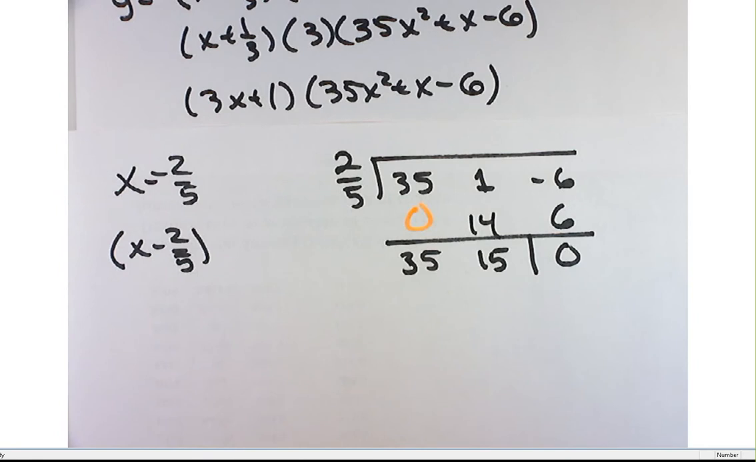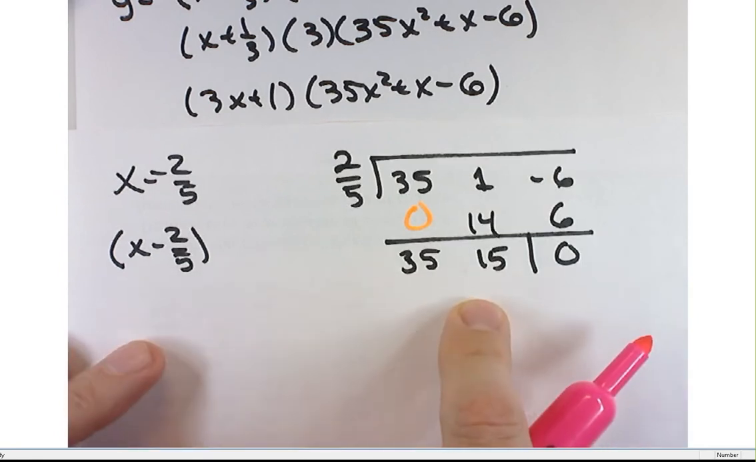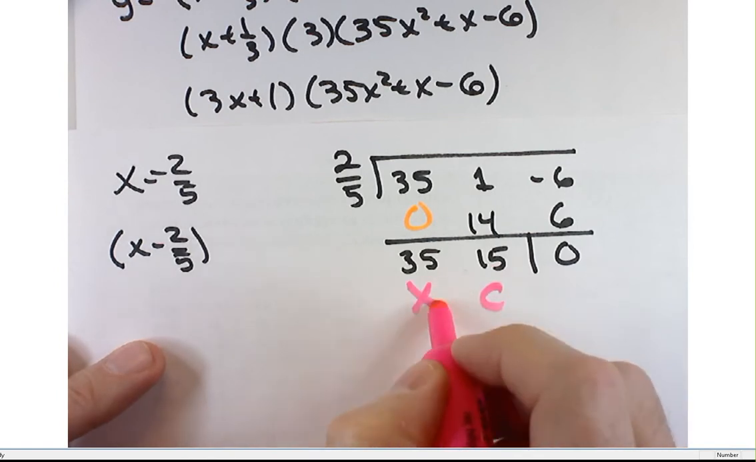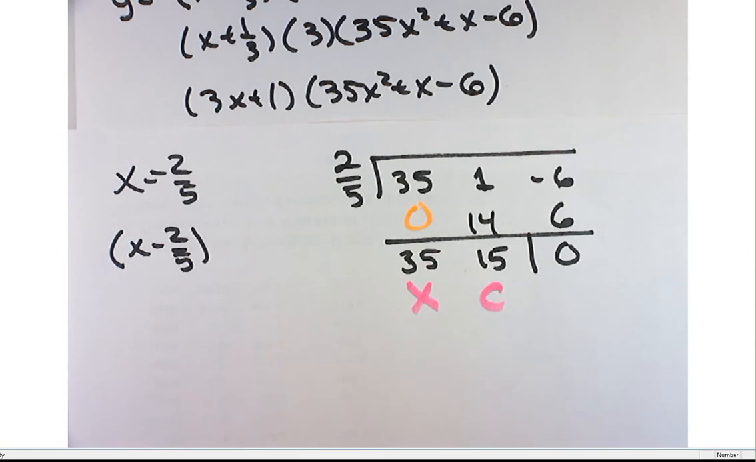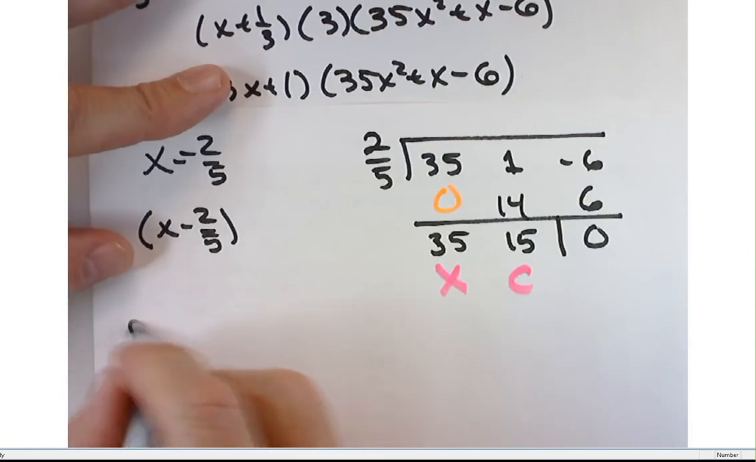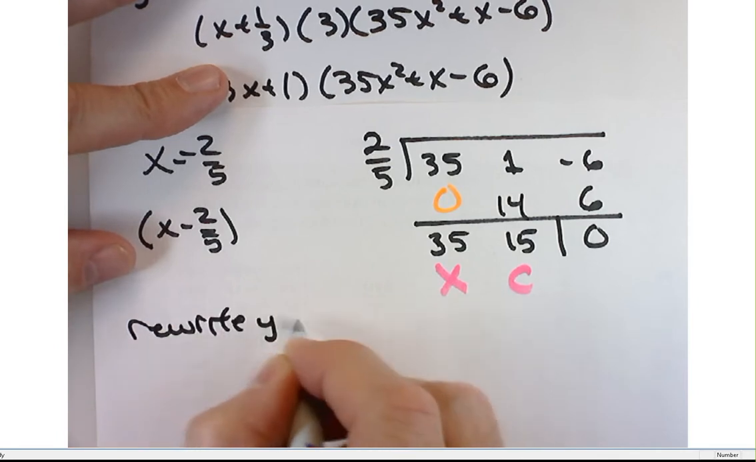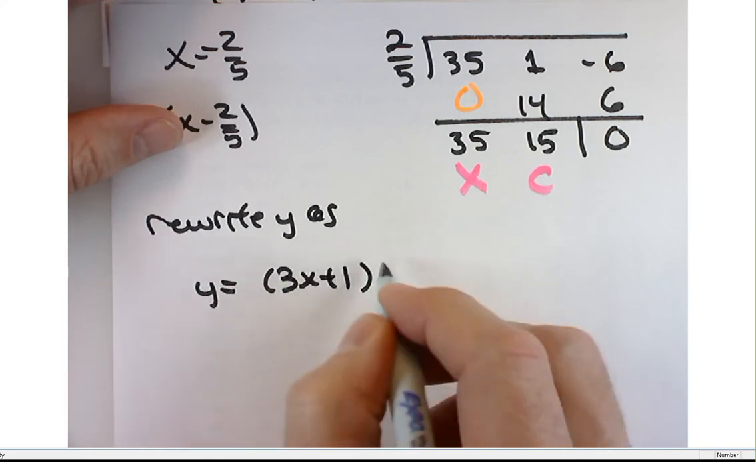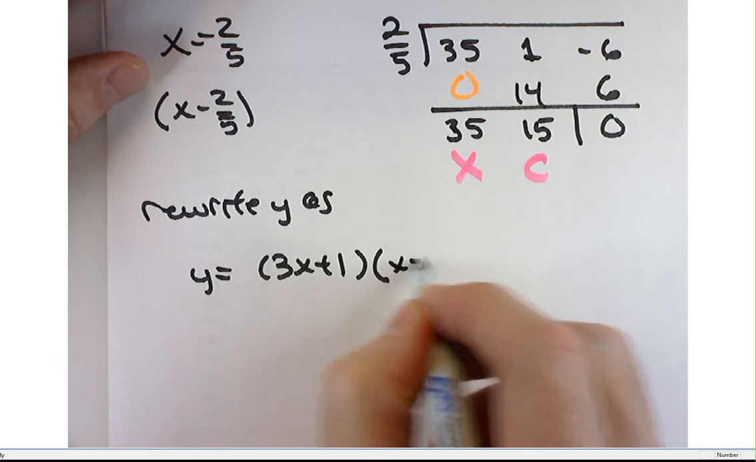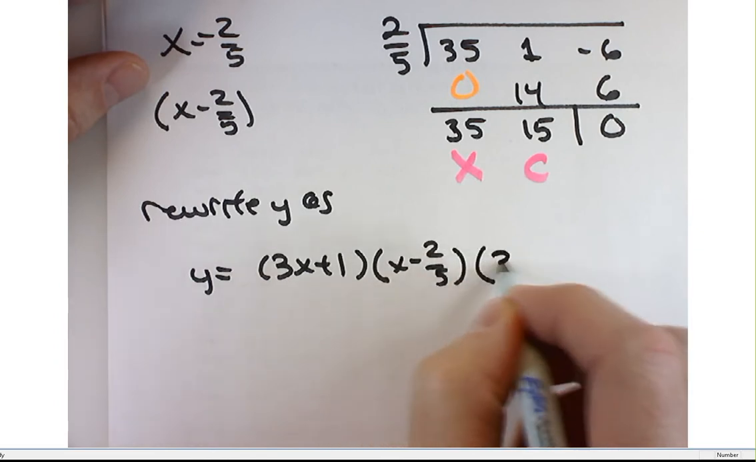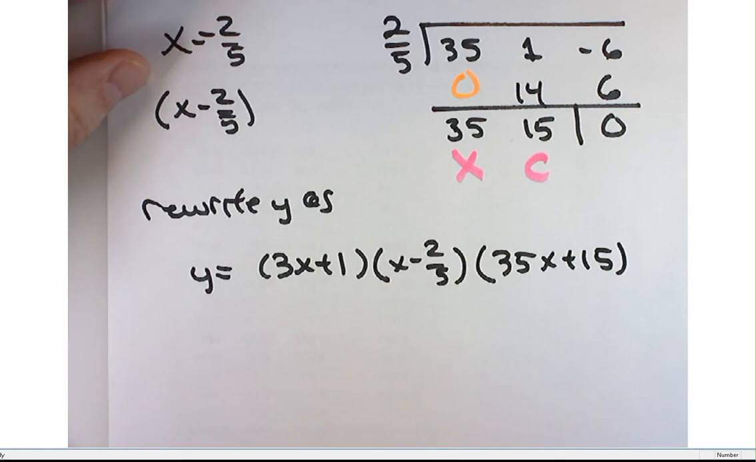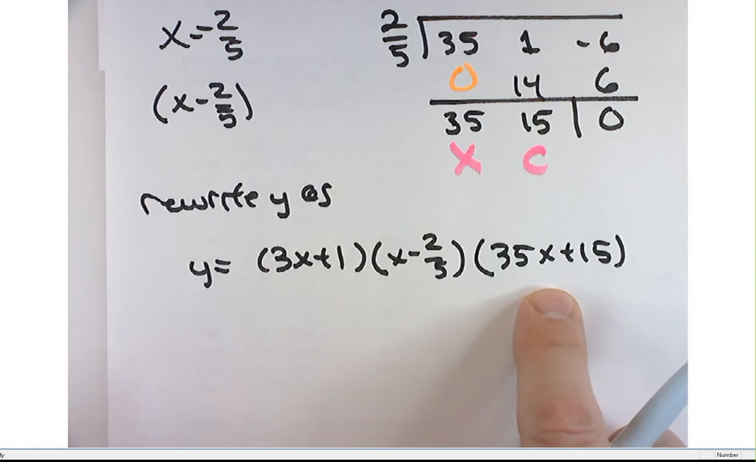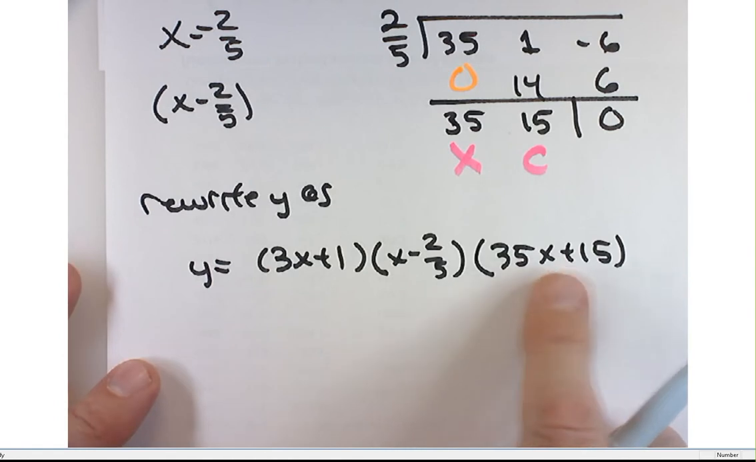Hattie, what do these two numbers mean down here? 15 would be constant, and 35x. Perfect. So what I can do now is I can rewrite y once again, this time as y equals 3x plus 1 times x minus 2/5 times 35x plus 15. Now there's nothing wrong with that at all. You can easily determine the last root here.